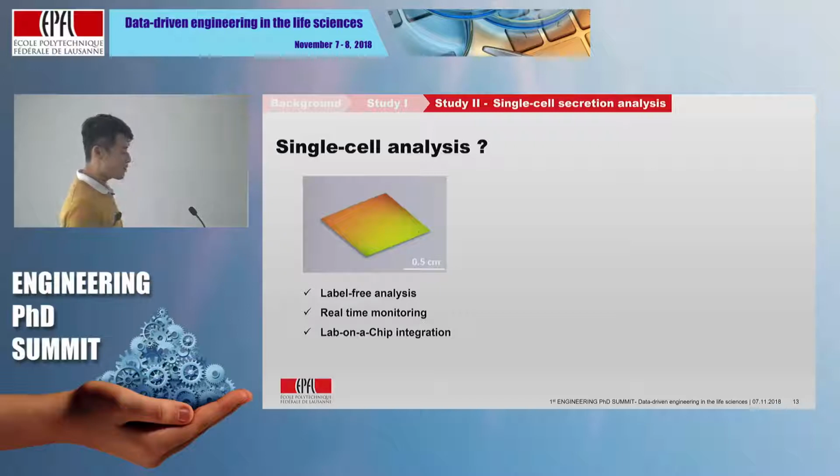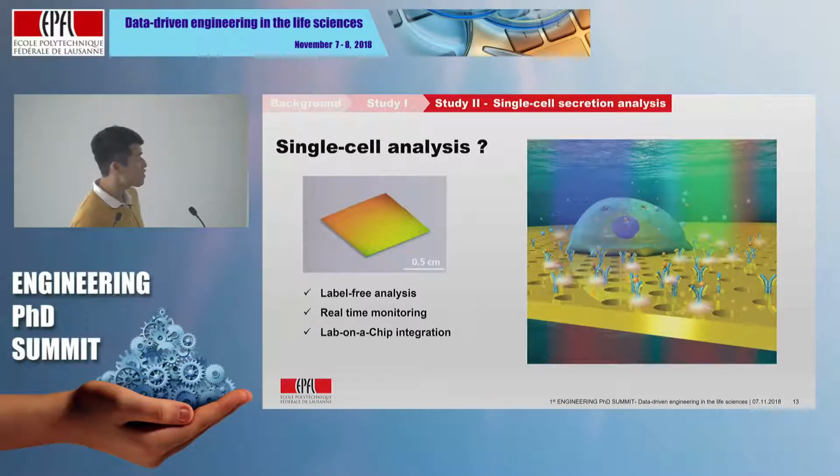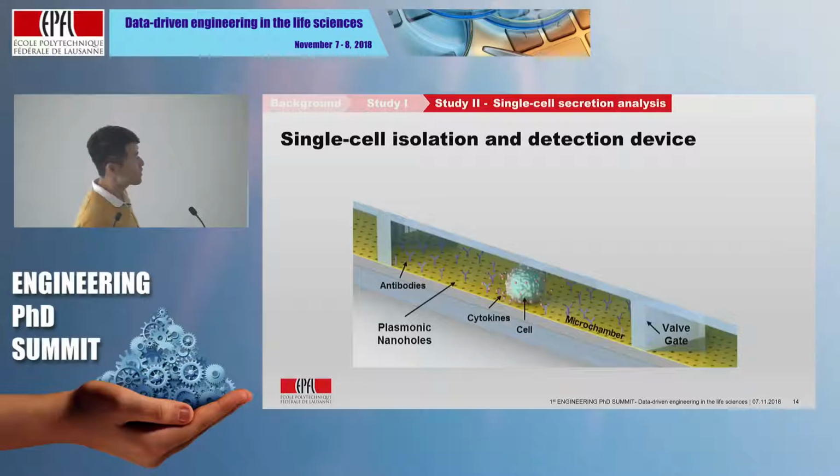So we have shown that our sensor chip can be used for label-free and long-term cell secretion. So is it possible that we can use the same chip for single-cell analysis? We can envision such a setup where we put a single cell directly on our nanohole surface, and surrounding the cell, we can put the antibodies against the specific molecules we want to detect, and then we shine a light here. And to realize such a setup, we build a device for single-cell isolation and detection.